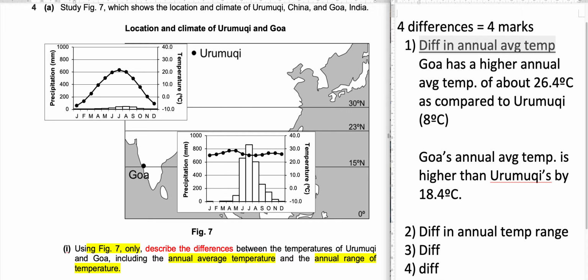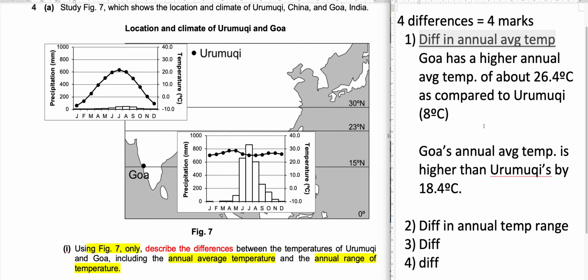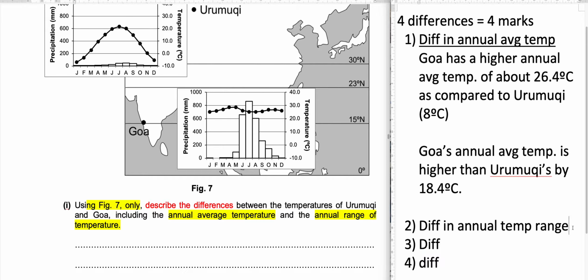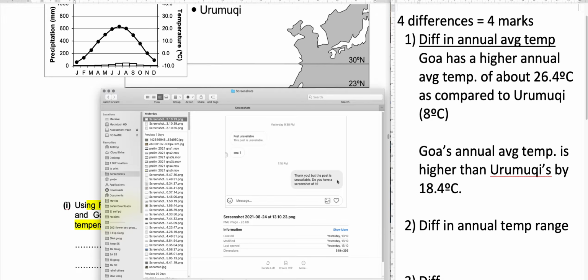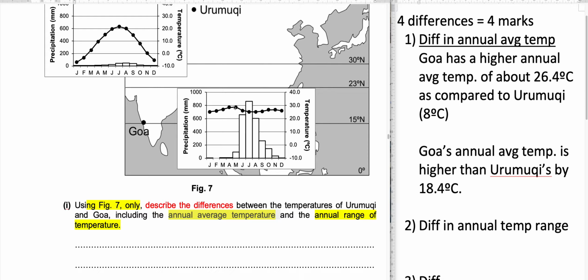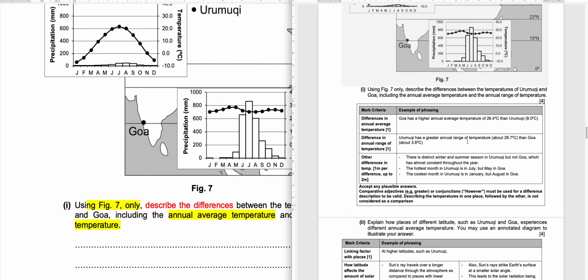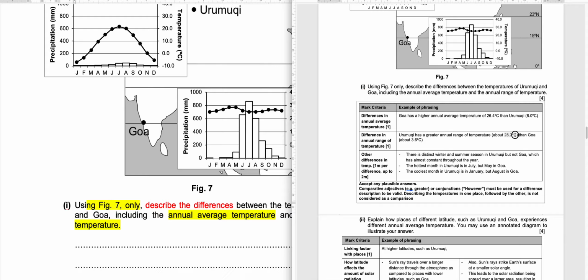Okay, so you need to deal with the question. A lot of you did not deal with the question, you did not talk about annual average temperature. Okay, so you can talk about this, 1 mark. Next one, temperature range. Temperature range should be the highest minus the lowest. So if you take the highest temperature, it's about 21, minus the lowest, about minus 6. And then for Goa, about 29 minus about 25. Okay, so you will get the range 28.7 for Urumqi, and Goa is about 3.6.